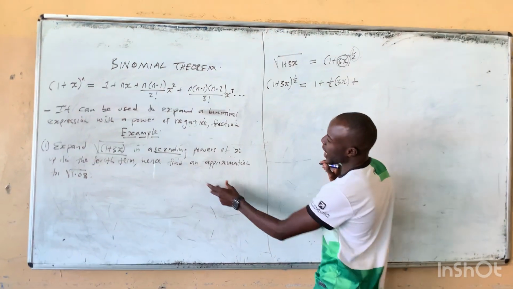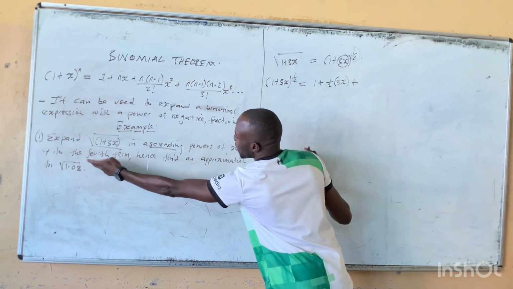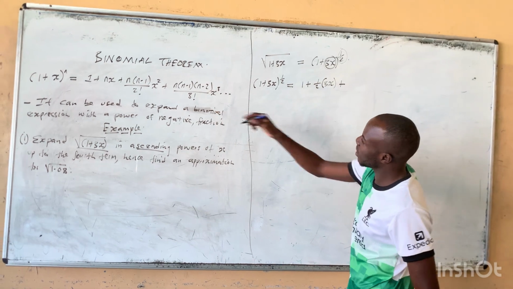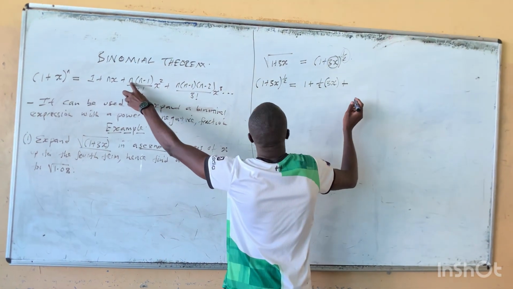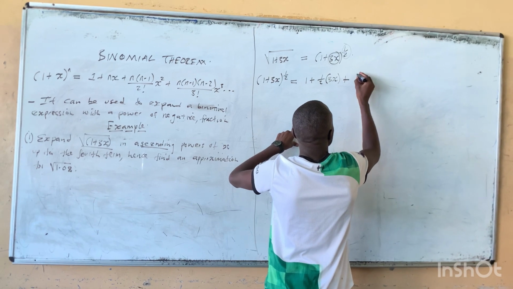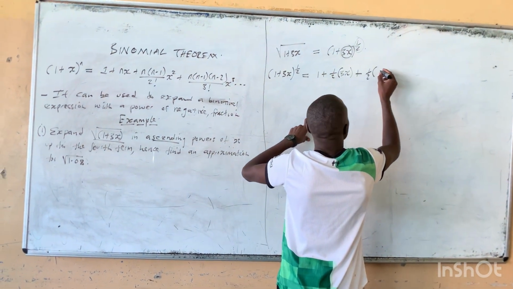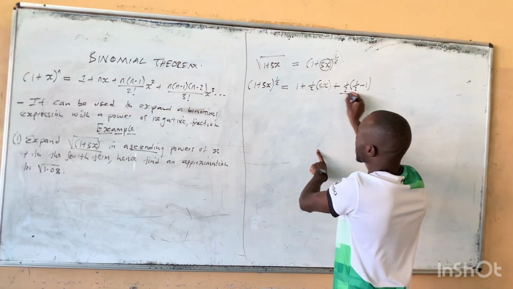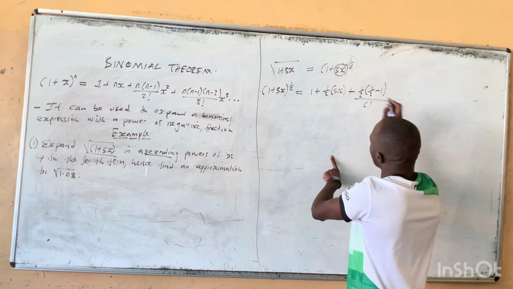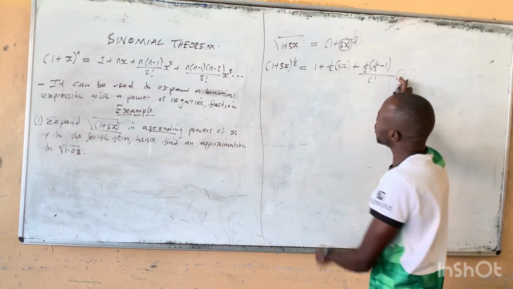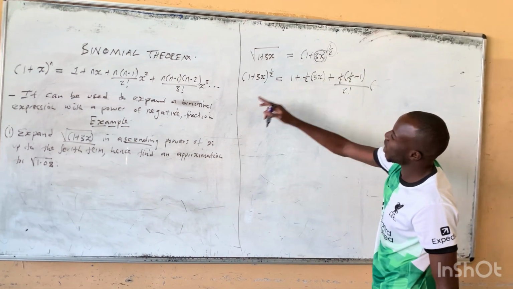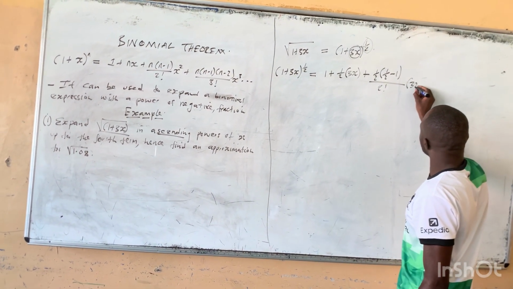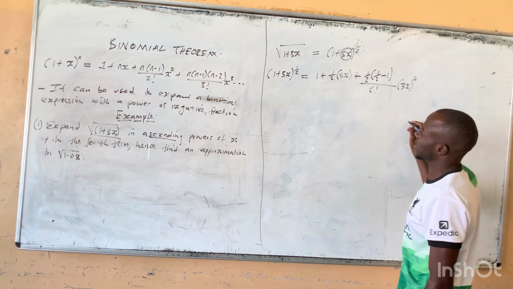Okay, since they want up to the fourth term, we'll need about 4 terms in this expansion. So next, n is 1/2, so the 1/2 inside here is 1/2 minus 1, over 2 factorial. While there is x, we need to be careful. Remember, we are getting the whole of this. Since x is squared here, what we put here should also be squared. So this 3x should be squared like this.